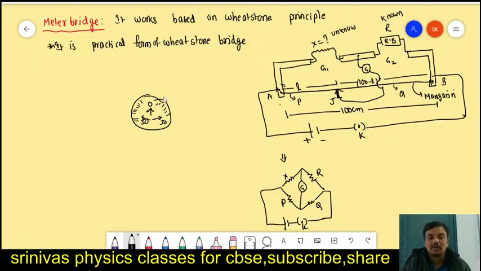That means if the current flows in one direction, the deflection goes to the right side. If the current direction is changed, the deflection will be on the left side. If there is no current, the pointer will be at the middle, zero. That is the galvanometer, right? Now let us see here. You have to press the jockey at various points on the manganese wire. If you press, what happens? For example, if you press it here, the left side wire length is L.